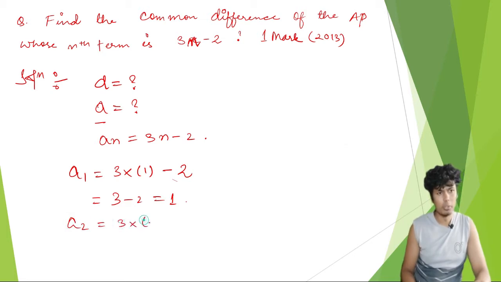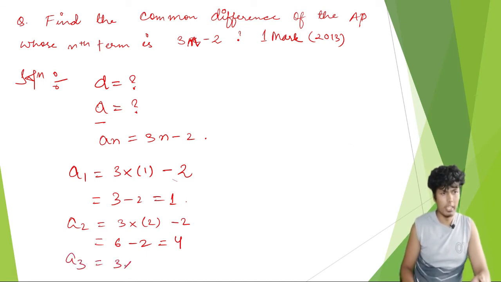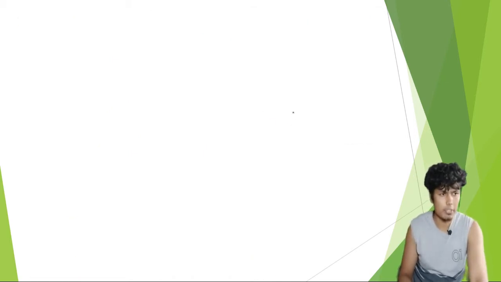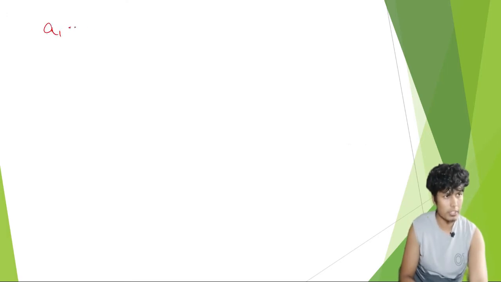a2 is 3 into 2 minus 2. Three 2s are 6, minus 2, it is 4. a3 is 3 into 3 minus 2. Three 3s are 9, minus 2, it is 7. Let's write it on the next page. a1 is equal to 2, no, a2 is equal to 4, and a3 is equal to 7.